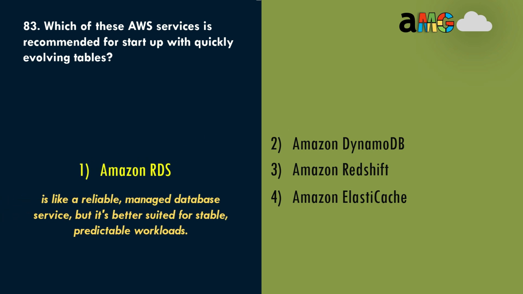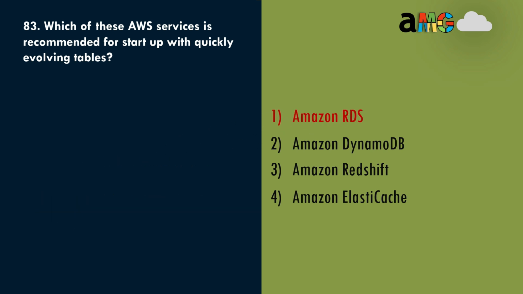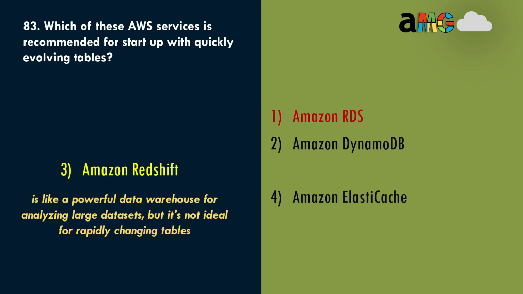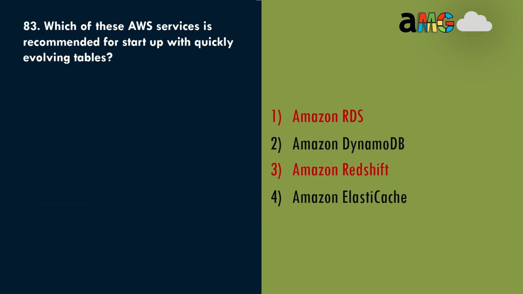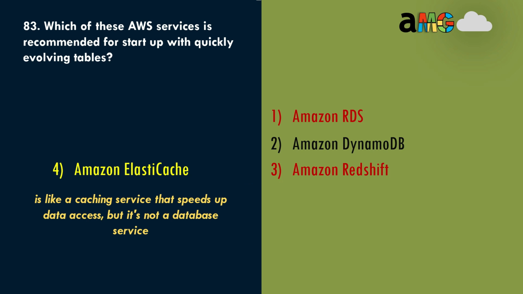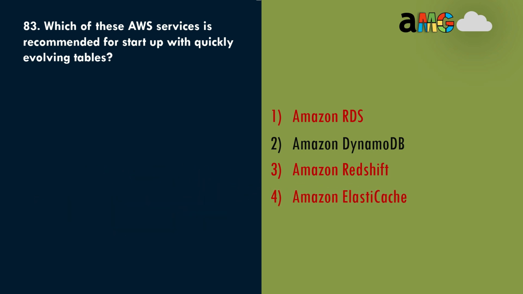Option 1, Amazon RDS, is like a reliable managed database service, but it's better suited for stable, predictable workloads. Okay, so this is the wrong answer. Option 3, Amazon Redshift, is a powerful data warehouse for analyzing large data sets, but it's not ideal for rapidly changing tables. Okay, so this is also the wrong answer. Option 4, Amazon Elastic Cache, is like a caching service that speeds up data access, but it's not a database service. So this is also the wrong answer.